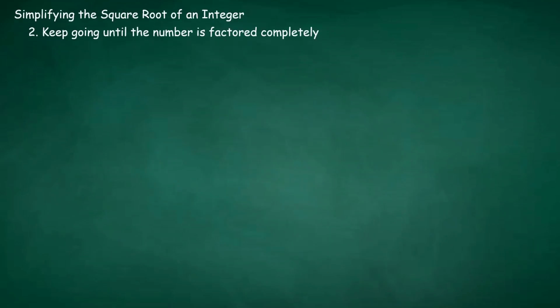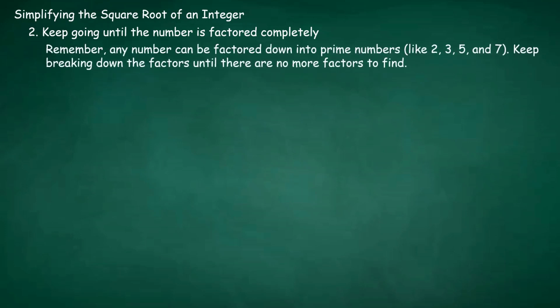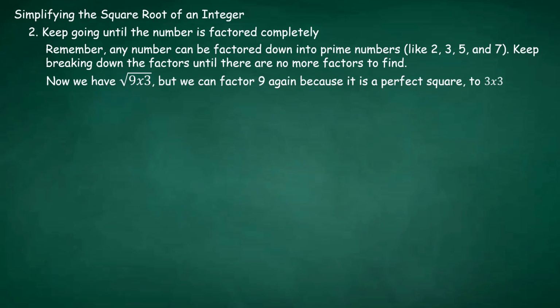2. Keep going until the number is factored completely. Remember, any number can be factored down into prime numbers, like 2, 3, 5, and 7. Keep breaking down the factors until there are no more factors to find. Now we have square root of 9 times 5, but we can factor 9 again, because it is a perfect square, to 3 times 3. Square root of 45 is equal to square root of 3 times 3 times 5.